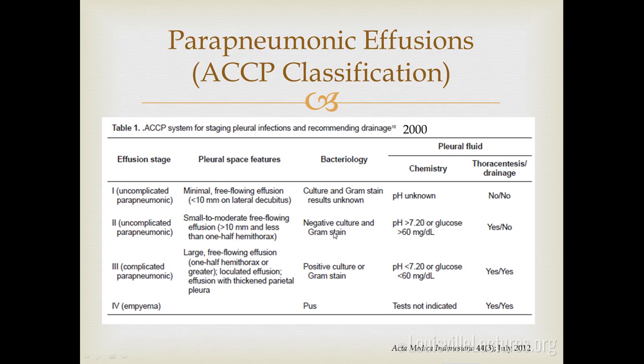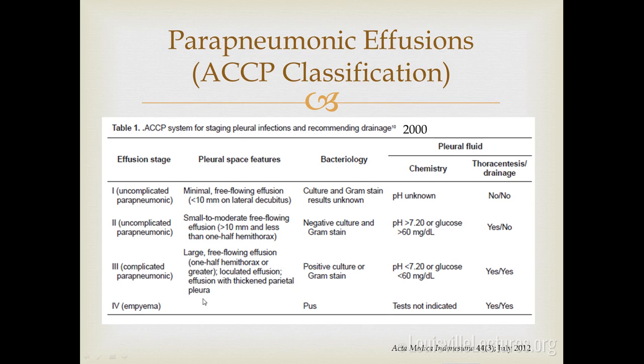And your cultures are negative, and your pH is good, above 7.2, and your glucose is high. In this case, you need to do a thoracentesis because that's how you're going to know this. But other than that, you just don't need much. Obviously, you need antibiotics, but you don't need a chest tube. You don't need any kind of decortication.